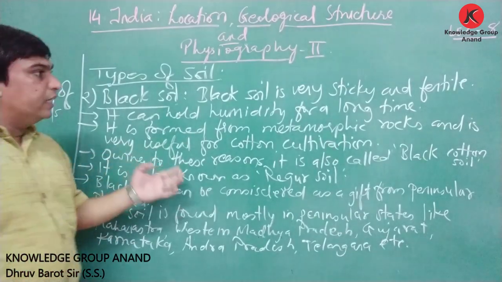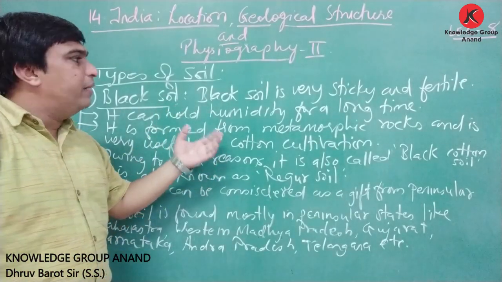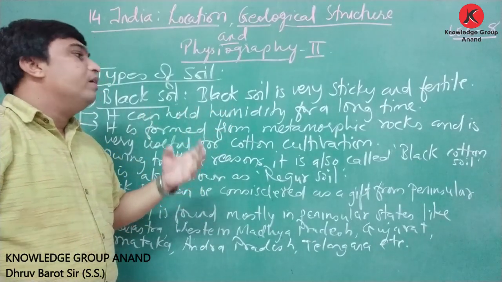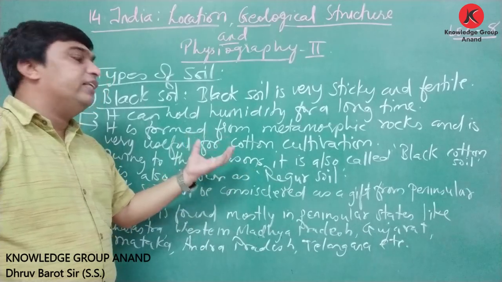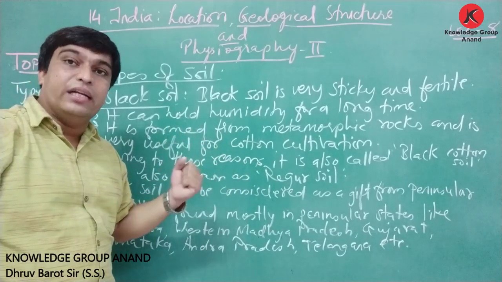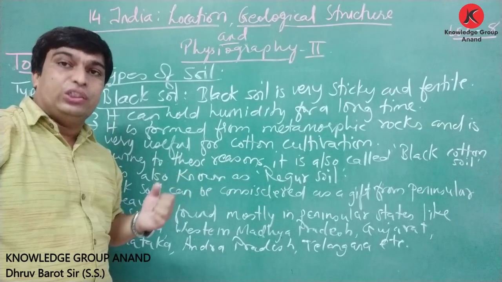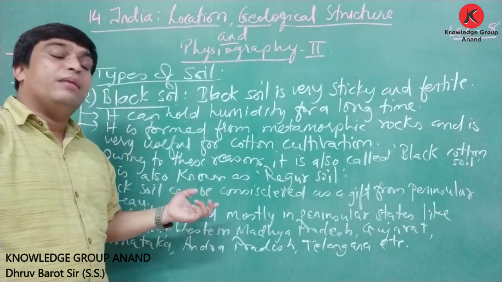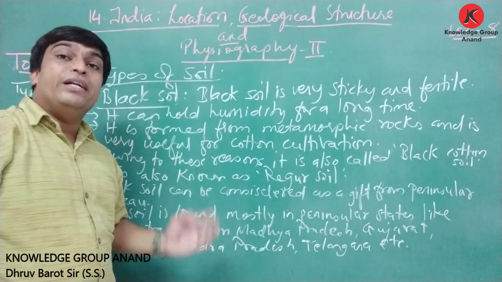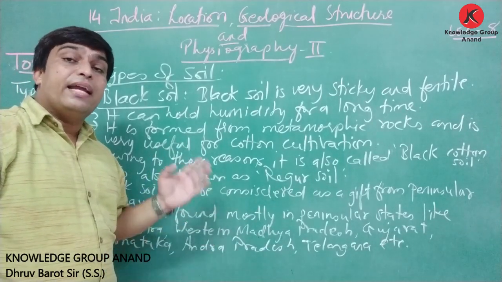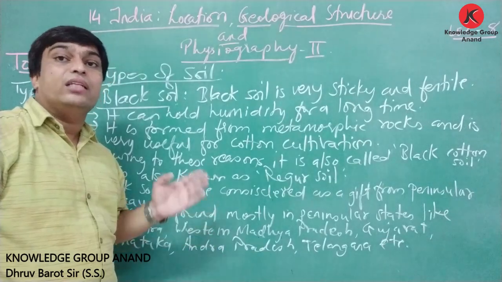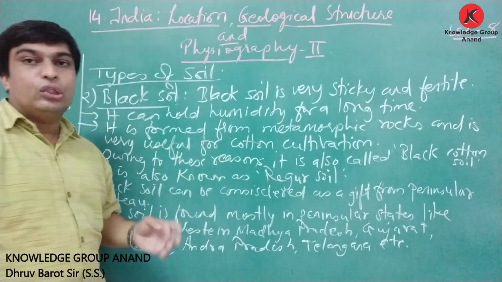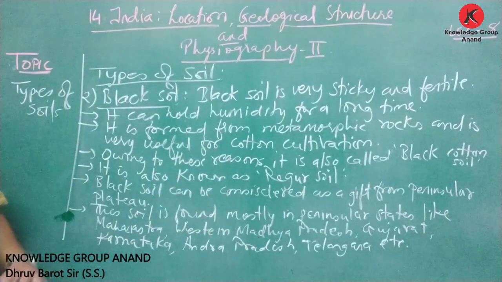So friends, here we have clearly understood about the black soil as well. Black soil is very sticky and fertile. It can hold humidity for a long time. It is formed from metamorphic rock and it is very useful for the cultivation of cotton, and that is why it is also known as black cotton soil. Its other name is also regur soil. This soil can be considered a gift from the peninsular plateau. Most of the peninsular states like Maharashtra, Western Madhya Pradesh, Gujarat, Karnataka, Telangana, these all have this black soil. Now let us understand about the third soil, that is red soil.